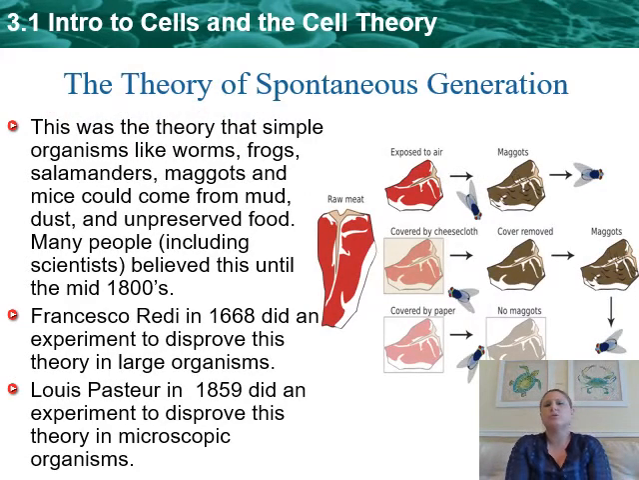All right, so way back when, there was this crazy theory called the theory of spontaneous generation. In this theory, they actually believed that simple things like worms, frogs, maggots, and mice all came from mud, dust, and unpreserved food. They would open up their cabinets and see mice in there, or go to cook some meat and find flies flying around it. They believed the flies came from the meat, or the mice came from bread. Many people, including scientists, believed this up until the 1800s.